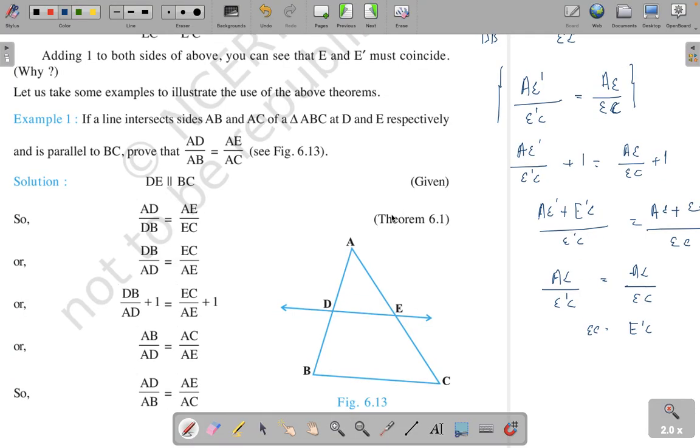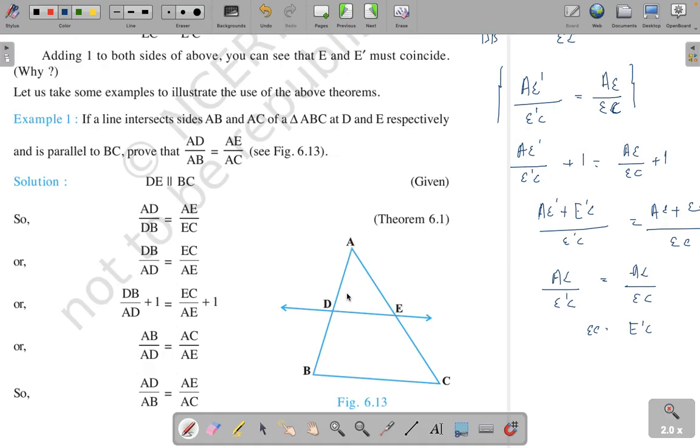Fine. So, in exercise 6.2, you'll only have to deal with these two theorems. One is BPT, the other is the converse of BPT. For example, if a line intersects sides AB and AC of a triangle ABC at D and E respectively and is parallel to BC.